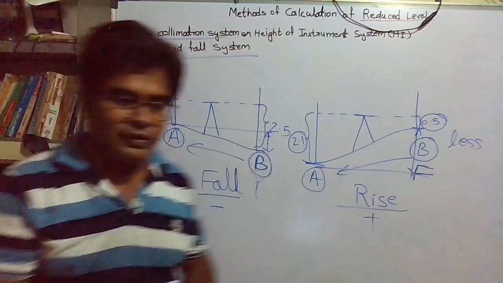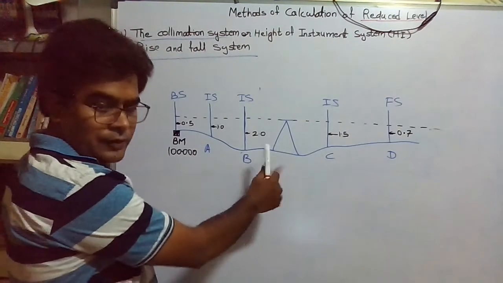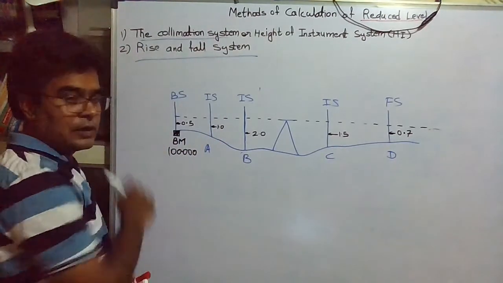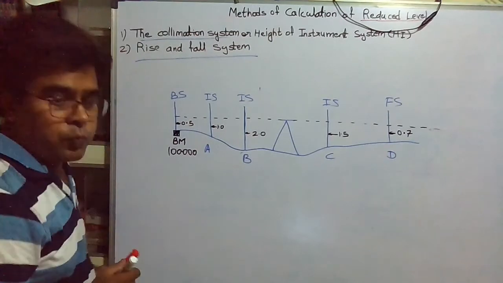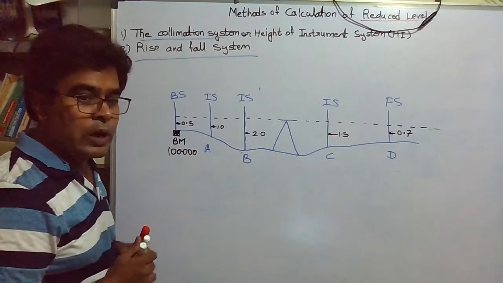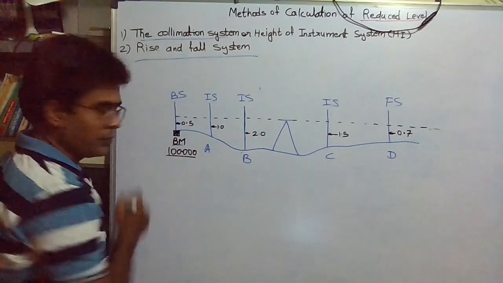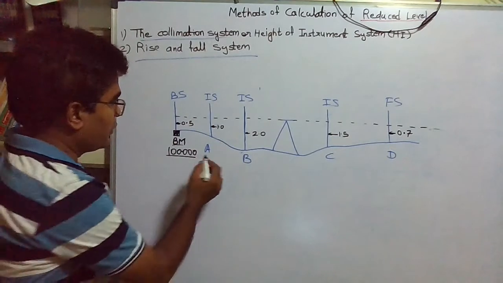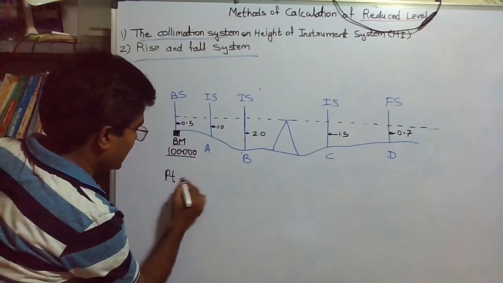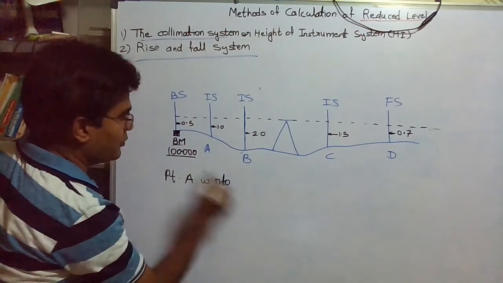Here we will take one small example to get a clearer idea. Here we can see there is a level set up, and there are some undulations of the ground, and this is the benchmark having RL 100. If we have to find the RL of different points using the rise and fall method, we have to compare each point with the preceding point. We know the RL of the benchmark, that is 100 meters, and the forward point is point A. So we compare point A with respect to the benchmark.